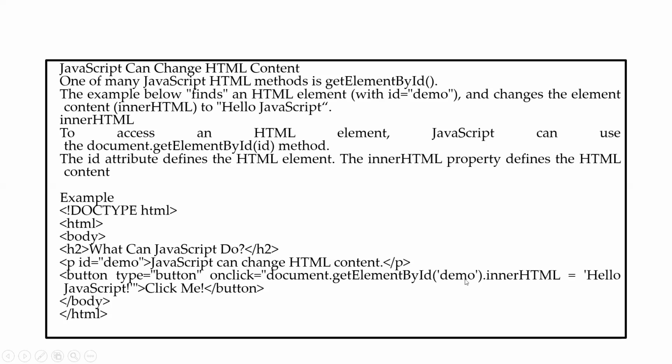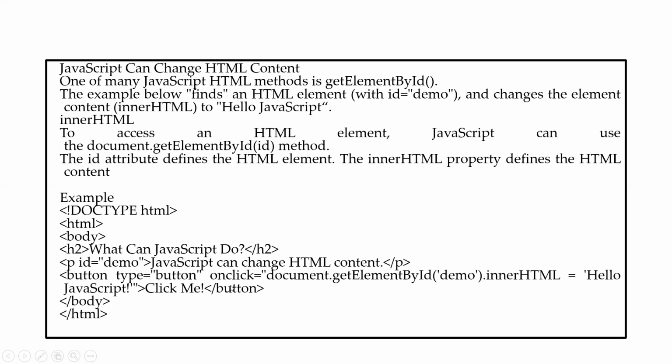To find the element by ID, the demo ID is present in the paragraph ID. Dot innerHTML. So we are using the method getElementById, and the property is innerHTML. Using the method and the property, we can change the text dynamically.